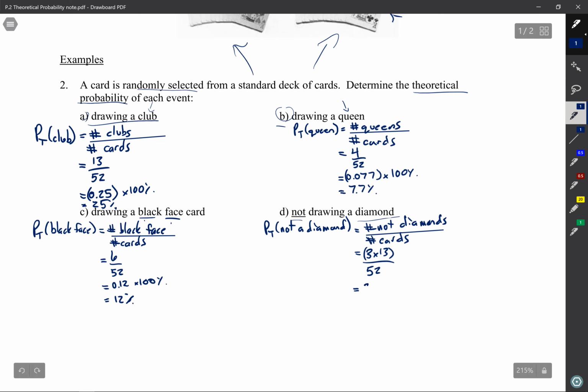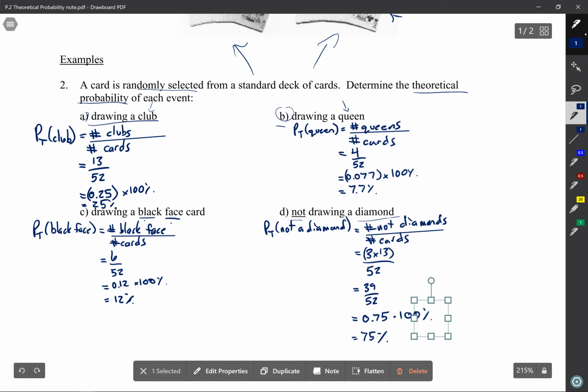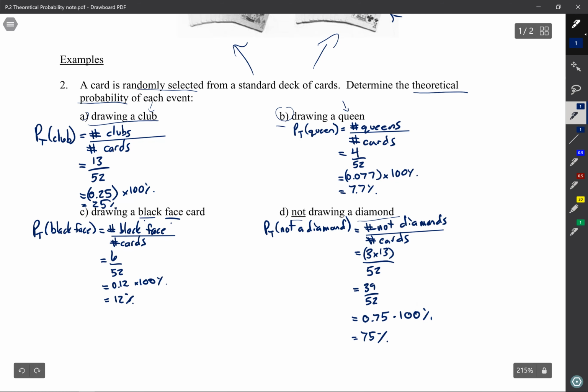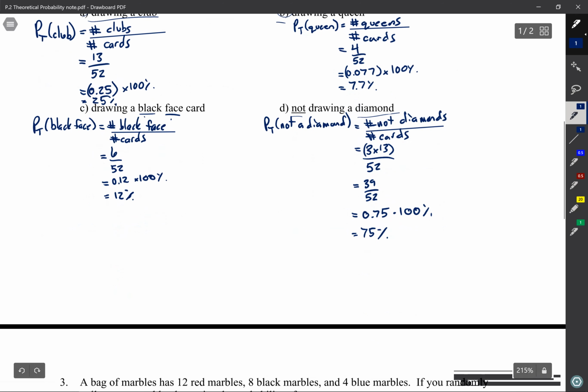3 times 13 is 39, divided by 52. And if I put that into my calculator, it's 0.75, which I can multiply by 100%. So the probability of drawing a card that's not a diamond is 75%. And that makes sense. We know most of the cards are not diamonds, so we should expect a pretty high percentage there.